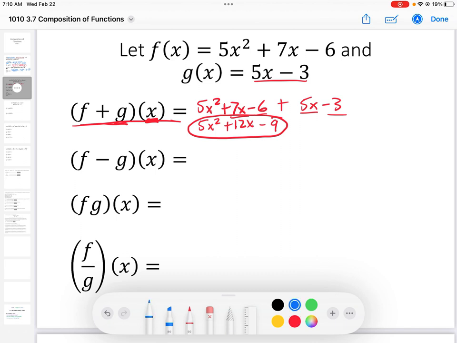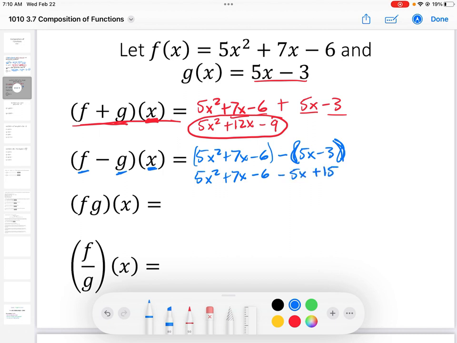And then you could also do this with subtraction. So if I had 5x squared plus 7x minus 6 when I input an x into f, then I could subtract the output that I get out when I input an x into g. So if I subtract 5x minus 3, in this case, this set of parentheses does matter because I'm subtracting the whole thing. And so I could rewrite this as 5x squared plus 7x minus 6 minus 5x plus 15. Because I'm subtracting the 5x, but I'm also subtracting the negative 3.